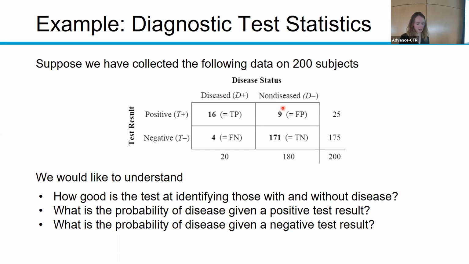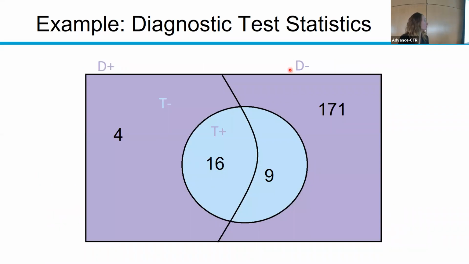So keeping this data in mind, I just wanted to show you how you might visualize this, going back to our Venn diagrams. So 16 subjects fall into tested positive, diagnosed positive. 9 fall into tested positive, diagnosed negative. 4 test negative, diagnosed positive, and 171 in the test negative, diagnosed negative. Okay, so how do we answer these questions?